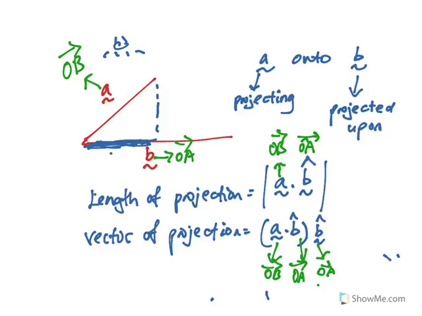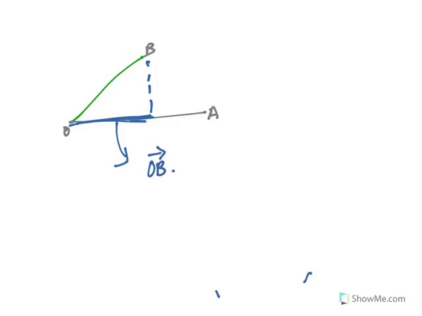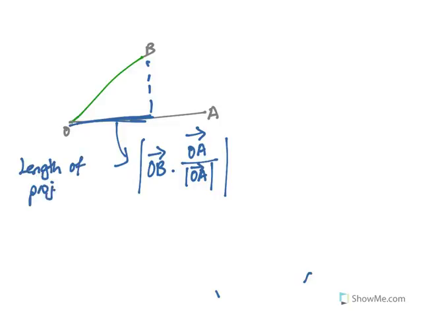What we're going to do next is very simple. We have OB, and next we have OA. We are finding the length of projection of OB onto OA. For this, it is simply the dot product of OB with the unit vector of OA. For the unit vector of OA, all we need to do is take the vector and divide by its own magnitude. This gives us the length of projection. Let's quickly find this.